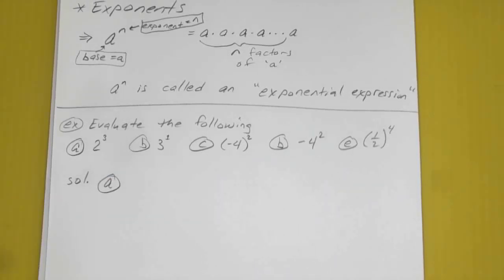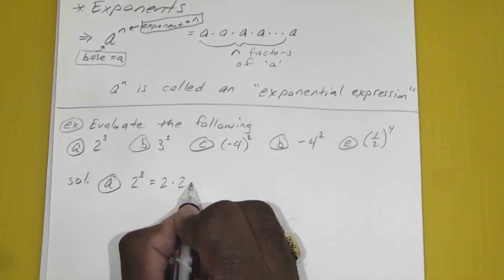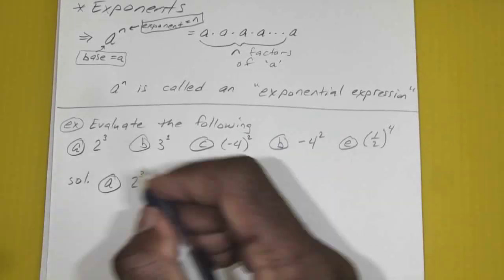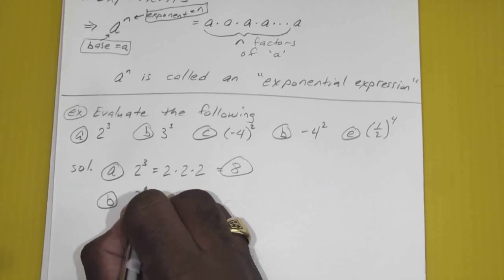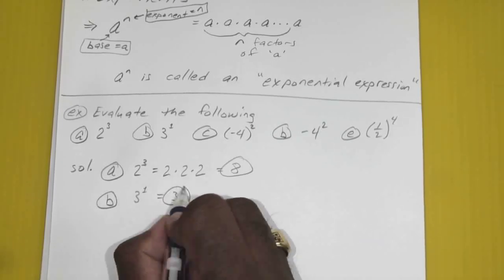Now for A, 2 to the third power is just 2 times 2 times 2. You're just multiplying 2 three times. 2 times 2 is 4. 4 times 2 is 8. Sorry about that, I was adding. So we end up with 8. Now we have something to the first power. It's just that number, it doesn't change at all. So 3 to the first power, you're just multiplying 3 once. So that's just 3.